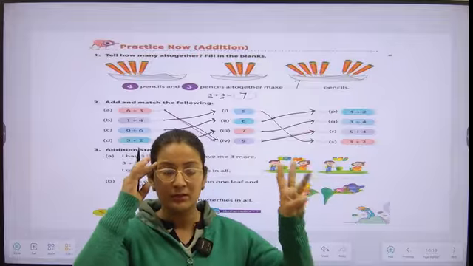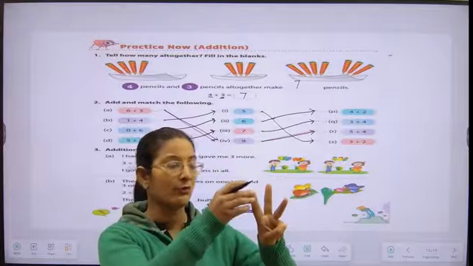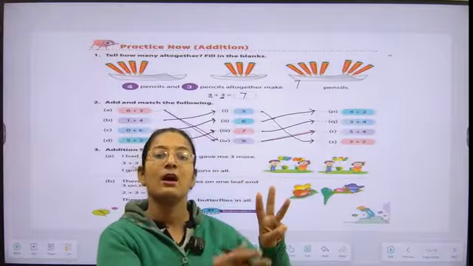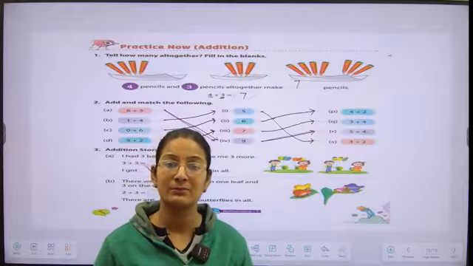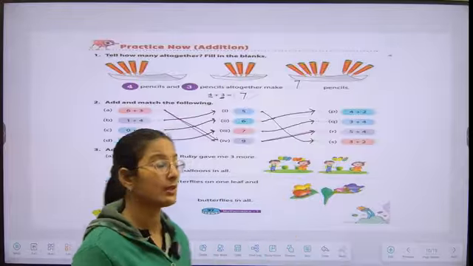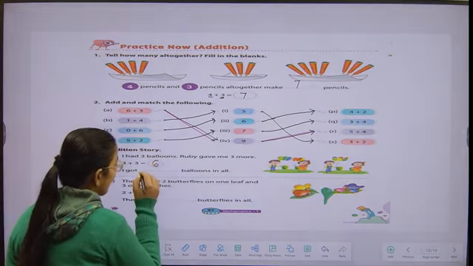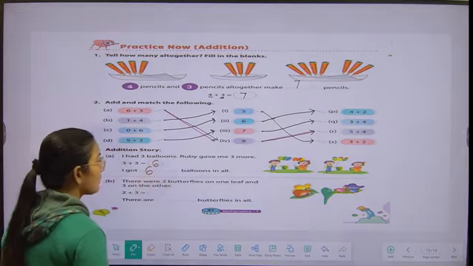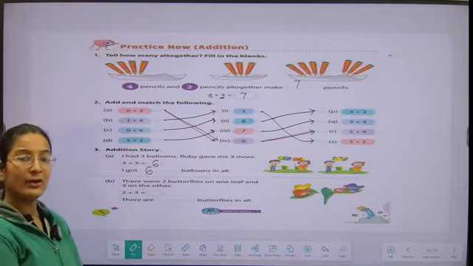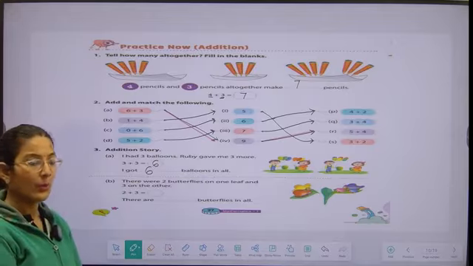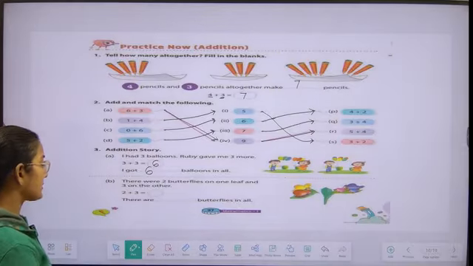3 in mine. 3 Ruby has given. 3, 4, 5, 6. How many total balloons I am having with me? 6 balloons now. So what we have to do? We have to write 6 in the blank space and 6 is also here. Everyone did this? Very good, students. Moving to the next one.